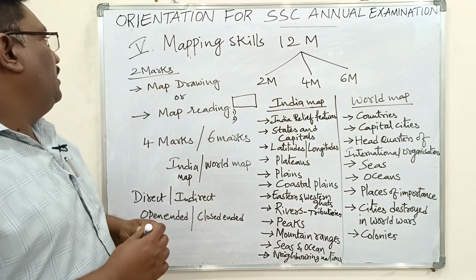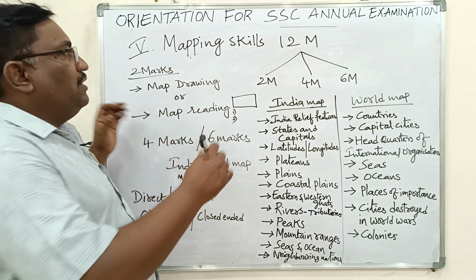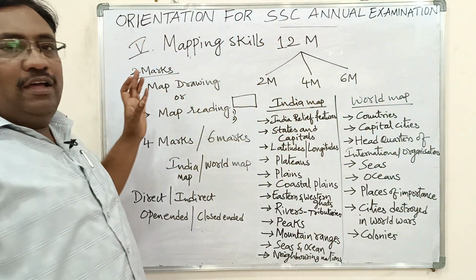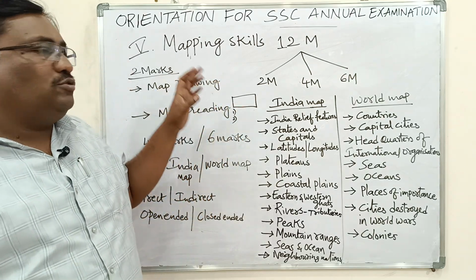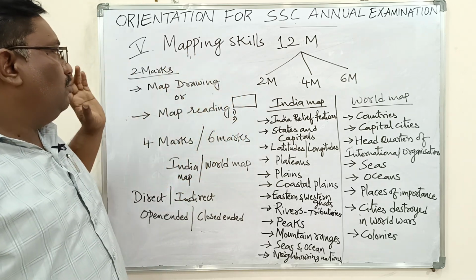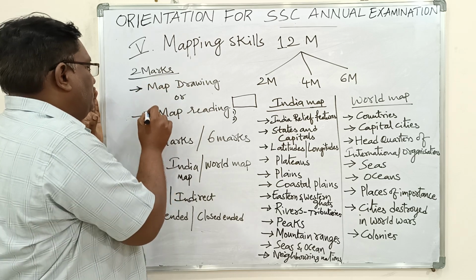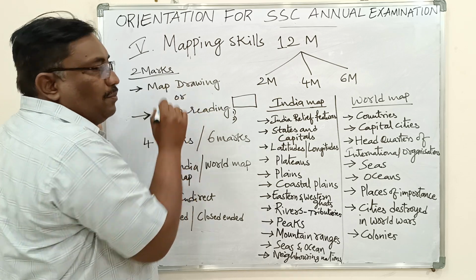Right, students, now we are in the 5th academic standard, mapping skills, which will give us 12 marks. This is the area where the dull student in the class, average and below average students also can score 12 out of 12 very easily by following some methods. Now let us see, for the 12 marks, 2 areas will be tested. One is map drawing, one is map reading. We are well aware of map drawing.